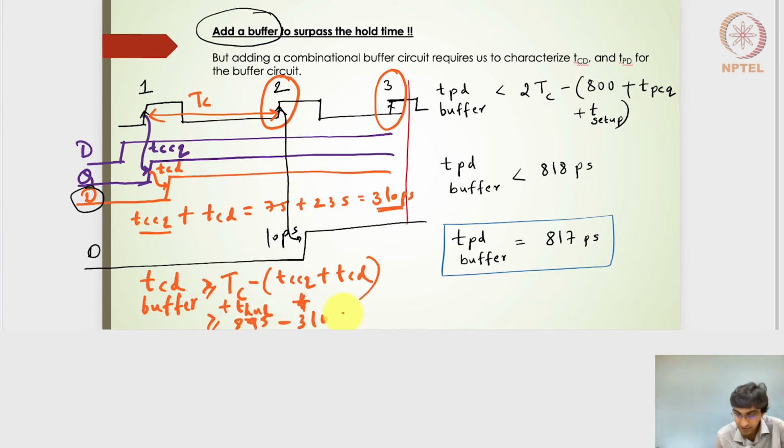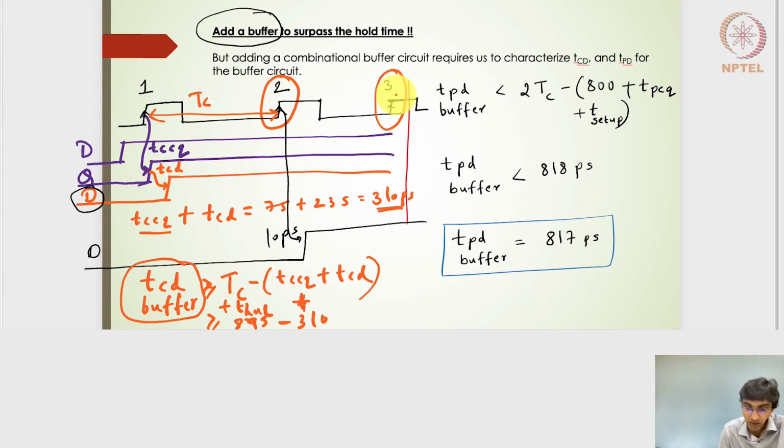So in that sense, it will be 585 picoseconds. So you can choose 590 picoseconds, or we can design the buffer such that the TCD, the contamination delay of the buffer, is 590 picoseconds, so that it can easily avoid the second clock edge and get captured only in the third clock edge, where the steady state value will be captured.